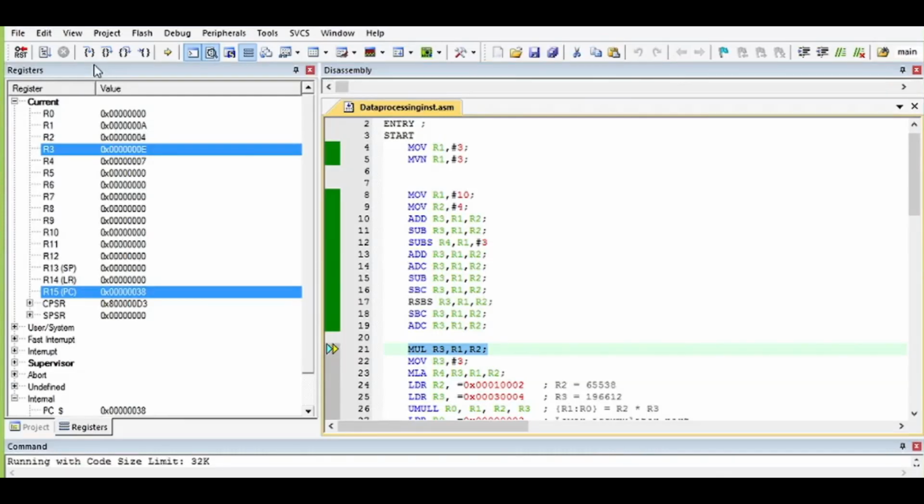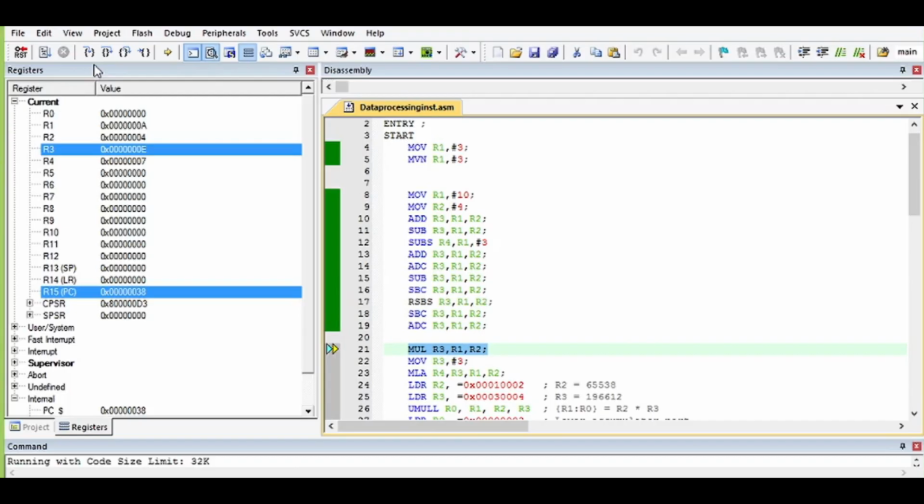Hello everyone. In today's session, we'll be learning about different multiply instructions available in ARM. Okay, and the very first instruction that we see is the simplest of all, MUL R3, R1, R2. As you can expect here, the content of R1 is multiplied with the content of R2, and the result, that is the product of the two, is stored in the register R3.